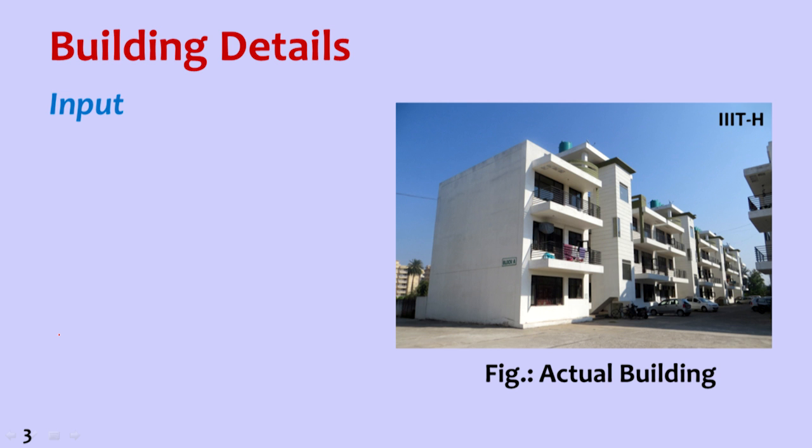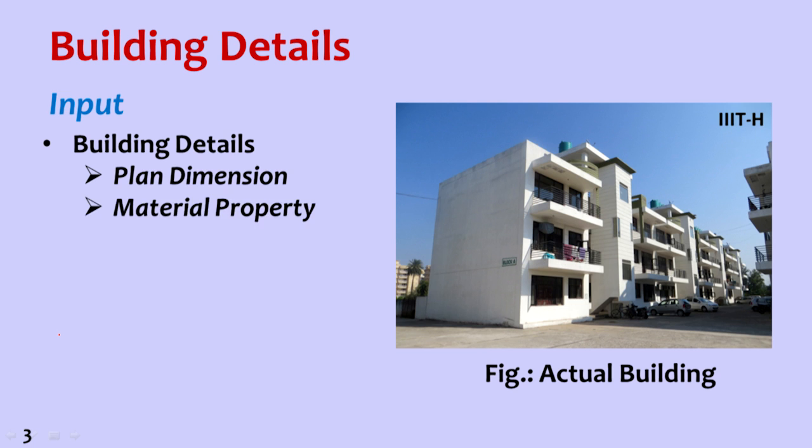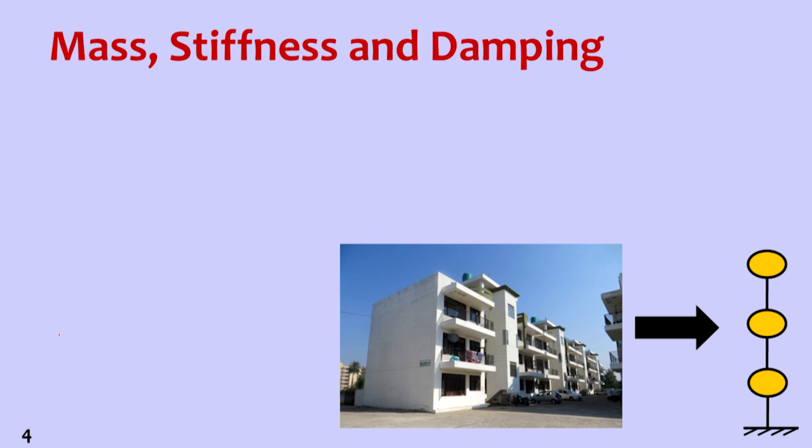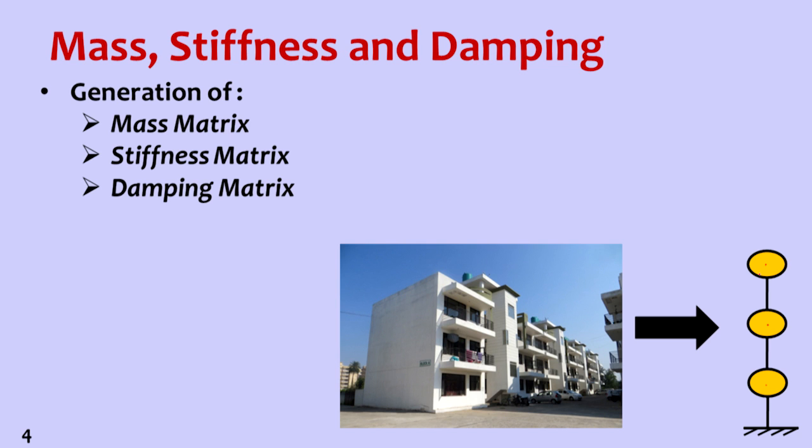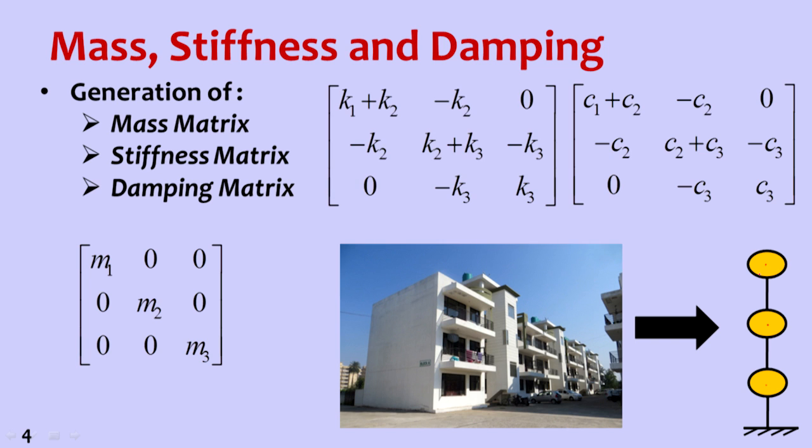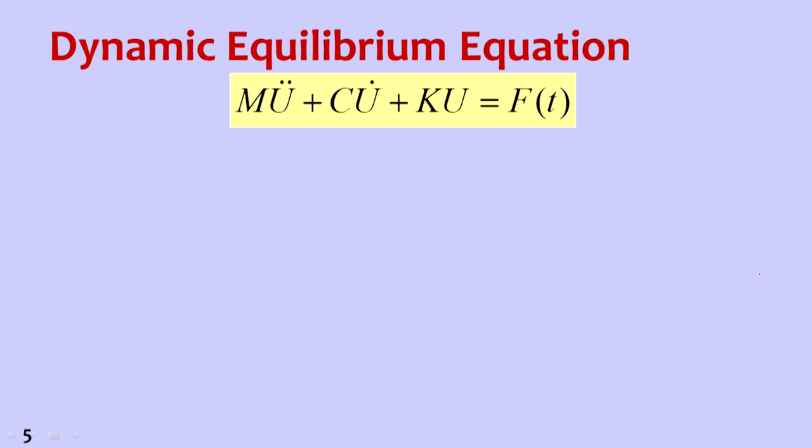Building details, as an input. This is the actual building, and we are converting it into a lumped mass system: mass 1, mass 2, mass 3 at the floor height levels, and stiffness 1, stiffness 2, stiffness 3. So we generate the mass matrix, stiffness matrix and damping matrix. We already know how to generate the mass matrix, that is M1, M2, M3. All terms will be on the diagonal and the off-diagonal terms will be 0. We also know how to generate the stiffness matrix and the damping matrix. And this is the general equation of motion.